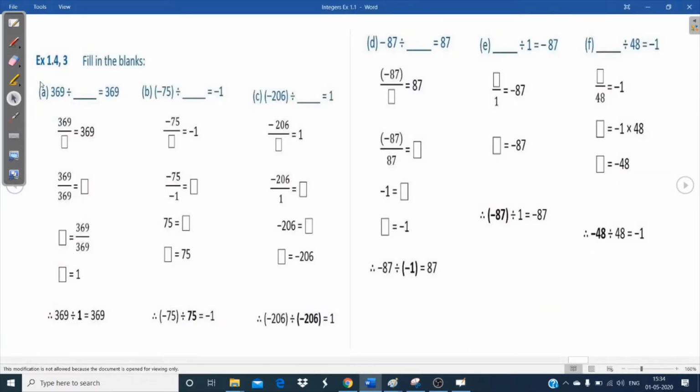Now question number 3. Fill in the blanks. Now there is a blank to fill. Here you have to put an integer. Let's suppose this integer is x. So 369 divided by this integer, I am representing it here by a box, or you can put x also, no problem. Now 369 divided by x will equal what?